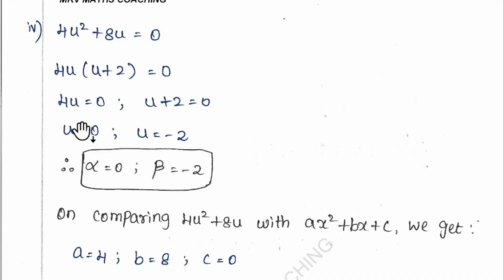So 4u equals 0. One value I can get from comparing this 4u with 0, and u plus 2 equals 0. So u will be 0, u will be minus 2. So alpha is 0, beta is minus 2.